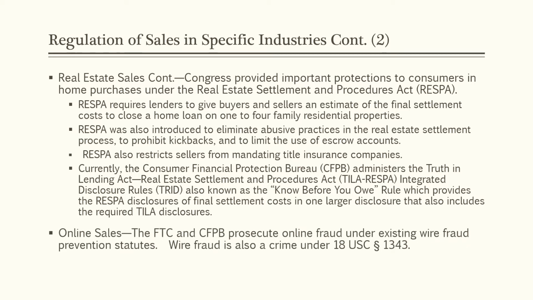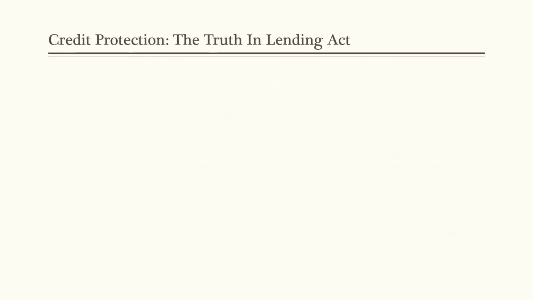Then there are online sales. The FTC and the CFPB prosecute online fraud under existing wire fraud prevention statutes. Wire fraud is also a crime under 18 U.S.C. Section 1343. The widespread use of credit to make purchases means that consumer credit protection has become increasingly important. We will discuss 3 key federal statutes regulating the credit industry that protects consumers.